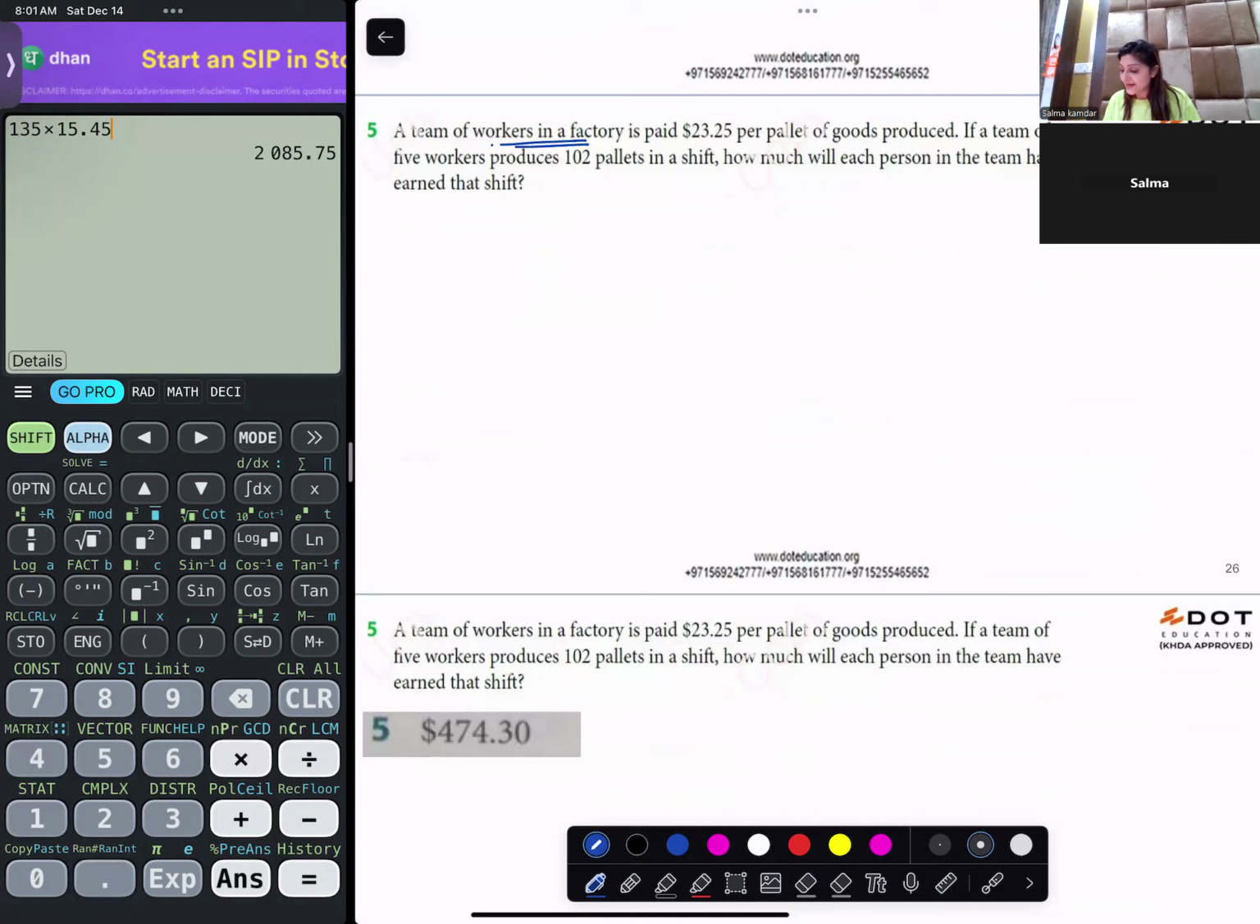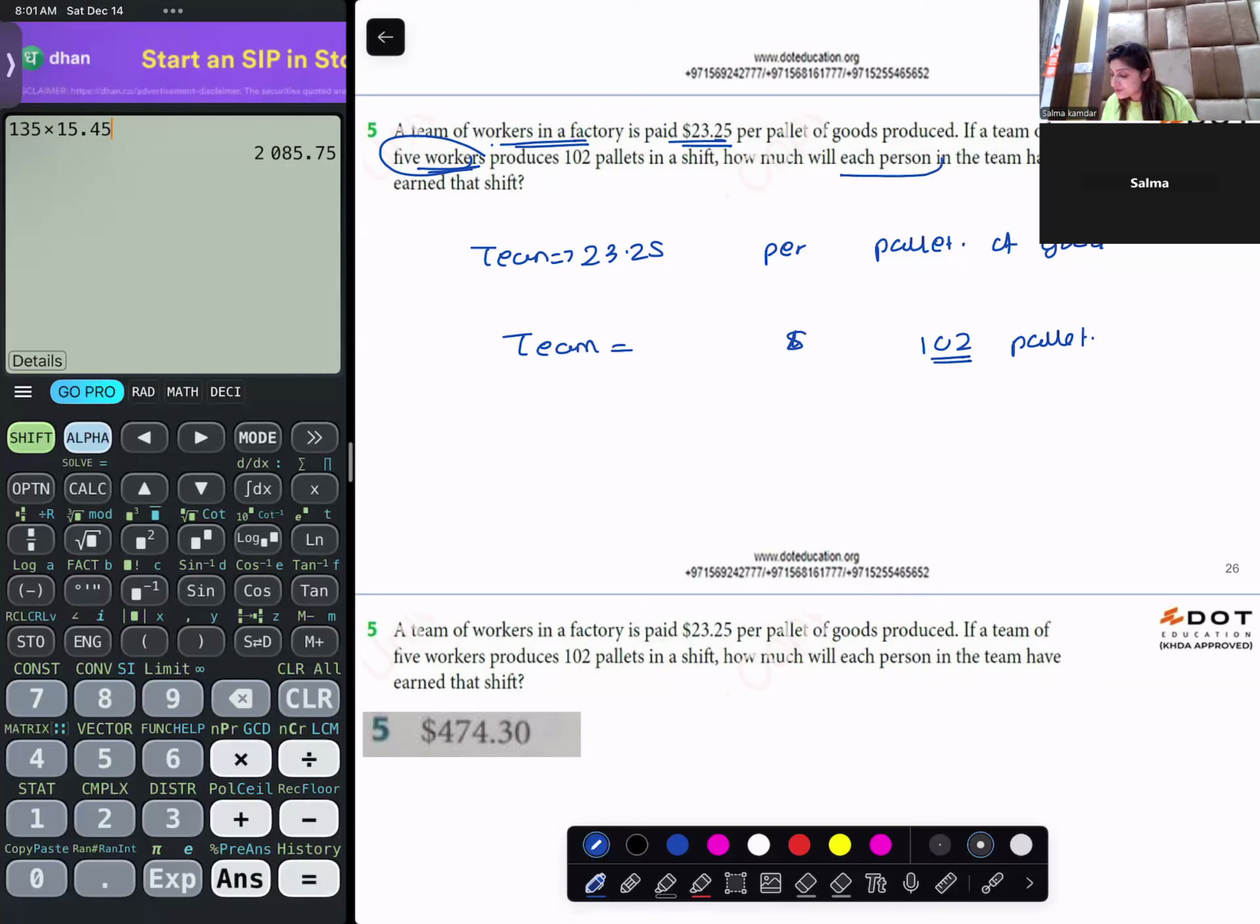A team of workers in a factory is paid 23.25 per pallet of goods produced. If the team of 5 workers produces 102 pallets, how much will each person in the team earn that shift? Every team is paid 23.25 per pallet.